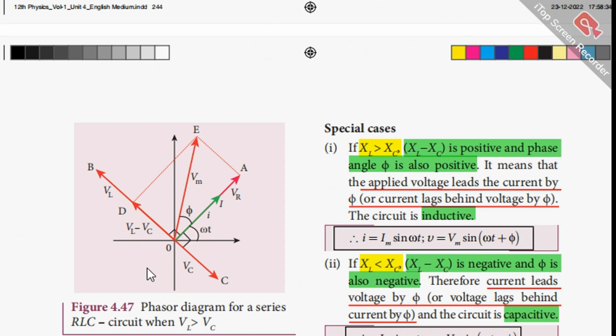So this is the phasor diagram for a series RLC circuit. So VL is the voltage across the inductance, VC is the voltage across the capacitance, and the resulting voltage is given by Vm, that is the maximum voltage. The resulting voltage is represented by the letter V, and VR is the voltage across the resistor. So we have all the three components VR, VL, and VC, for which the resultant voltage is given by V and the maximum voltage is given by Vm.